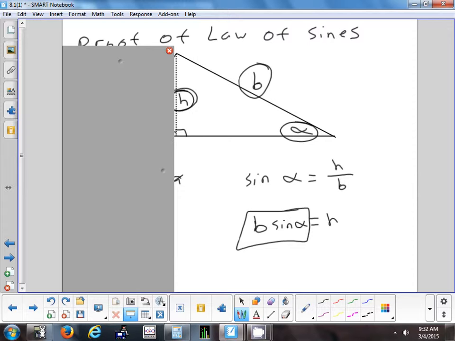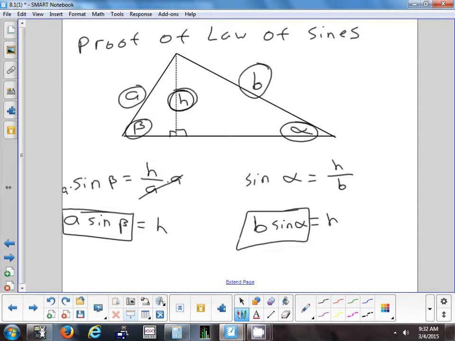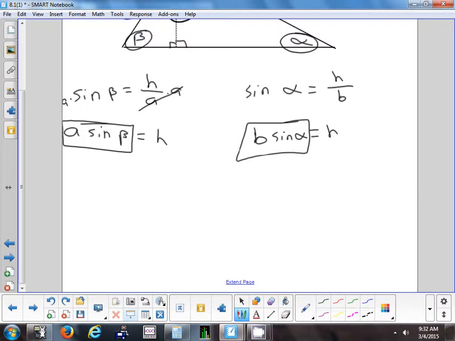Okay. Now let's look back at what we did over here. We have H equals A sine beta. And we have H equals B sine alpha. Okay. What other fact could you make from these two? You can take these two facts and kind of combine them together to say a third fact. And that's going to be our law of sines. A sine beta equals B sine alpha.